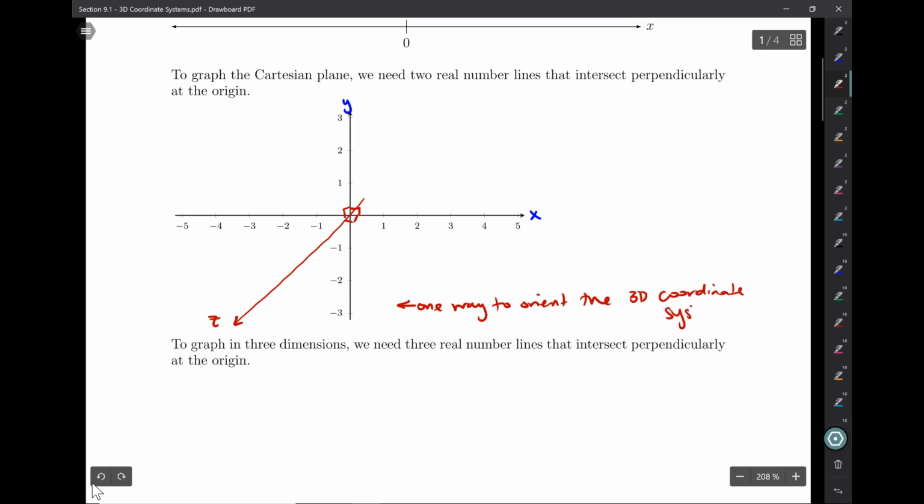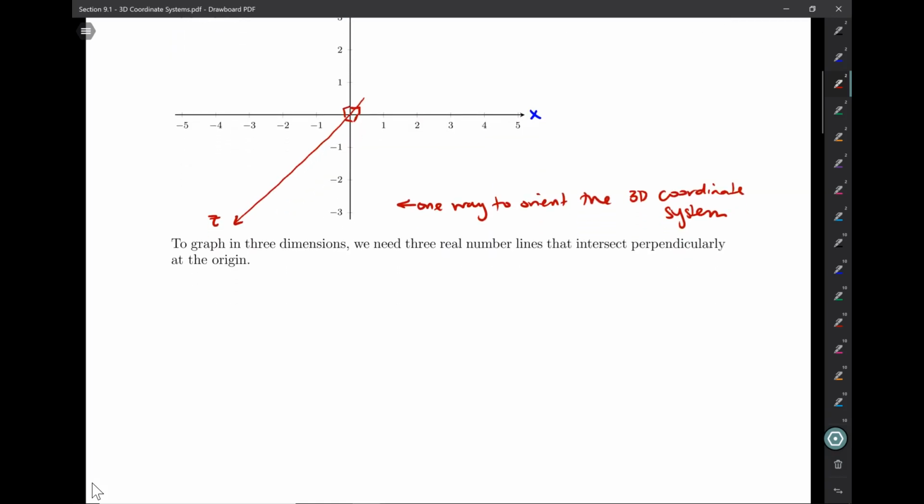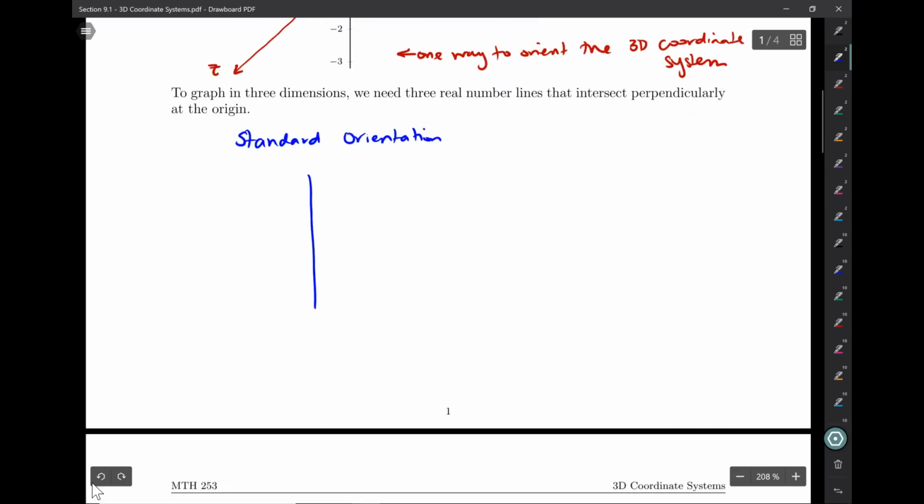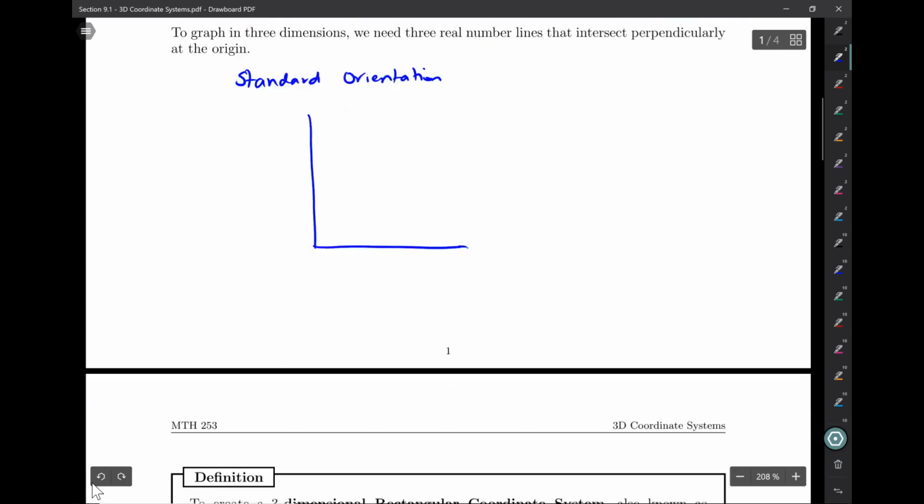But I'll show you, we actually generally will not orient it this way, and I'll show you why. We want this to follow what we call the right-hand rule, and I will explain the right-hand rule in just a second. Before I do that, let me show you the standard orientation that we will draw the 3-dimensional coordinate system. Generally we'll start out with our usual two real number lines that intersect, but this is not going to be the x-axis, and this is not going to be the y-axis. I'm going to leave them unlabeled for just a second.